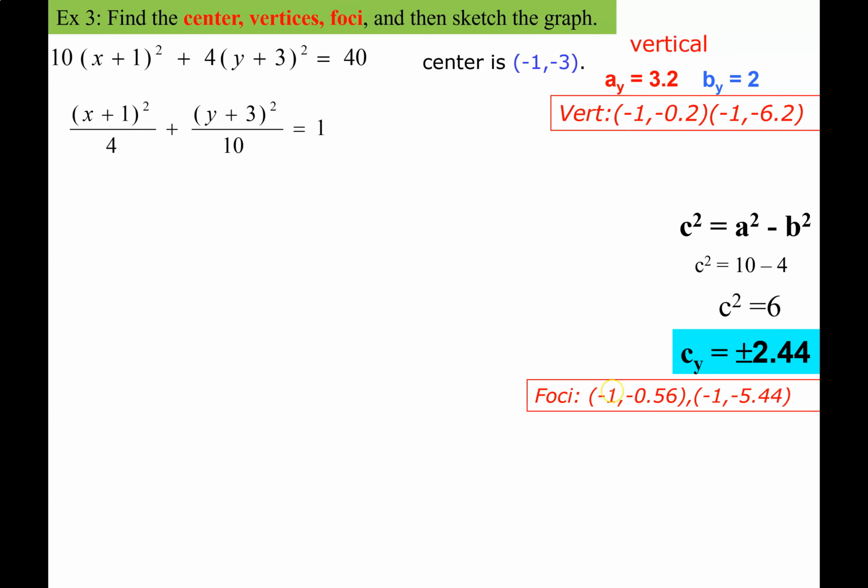So again, we got that -1, that's your h value, right? And then this was the k value, which was -3. And we added and subtracted the 2.44 in order to get that -0.56 and the -5.44. Make sure you have that. So the k would have been -3 plus 2.44, and then it was -3 minus the 2.44. All right, that's how we came up with those values for the foci. Because it's vertical. If it would have been horizontal, then we would have added or subtracted to the h value instead.